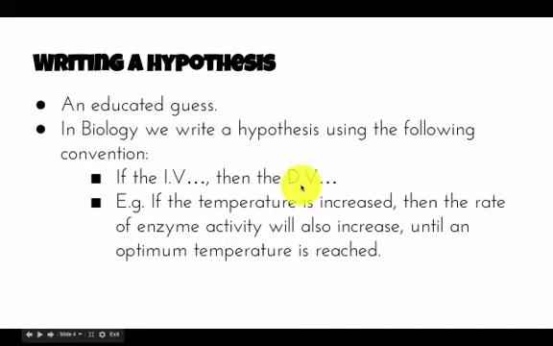So the example I've given in terms of temperature would be: if the temperature is increased, so that's the IV there, temperature, then the rate of enzyme activity, so that's a dependent variable, will also increase until an optimum temperature is reached. So it's just a simple statement, it's easy to test, and it's easy to verify whether your hypothesis was correct or not at the end of the experiment. We don't require big paragraphs, just the one sentence, and make sure that you've mentioned the independent variable and the dependent variable.